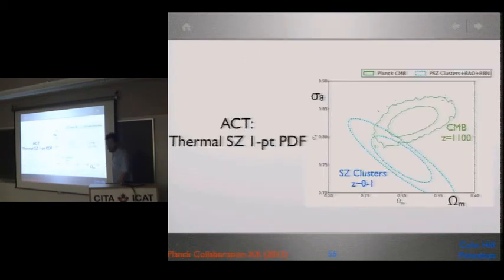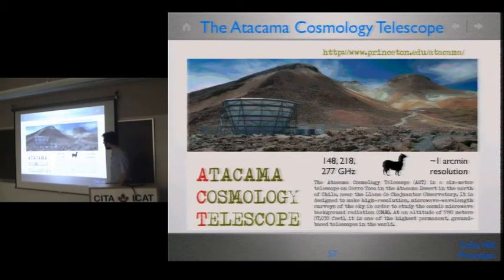So in the last few minutes, let me just highlight some interesting work that's in progress right now with ACT on a different approach to some of these issues. So now we're going to switch to real space and look at the 1-point PDF of the ACT TSZ signal. So this is just a picture of ACT. I don't know who took this, Mike, but I haven't given them credit.